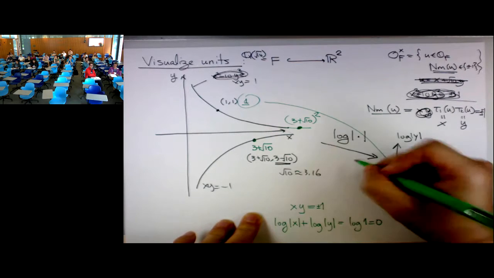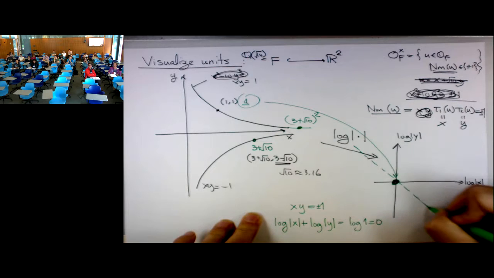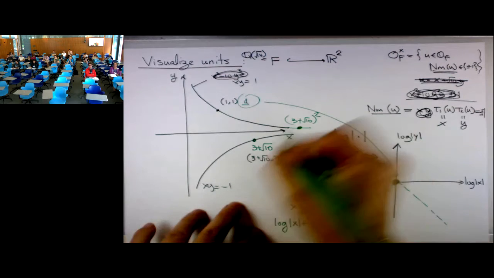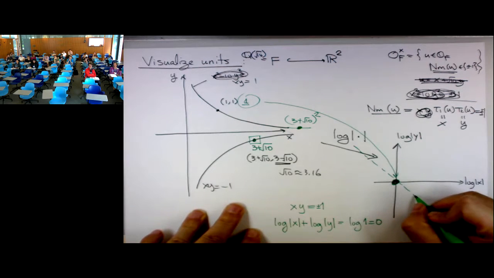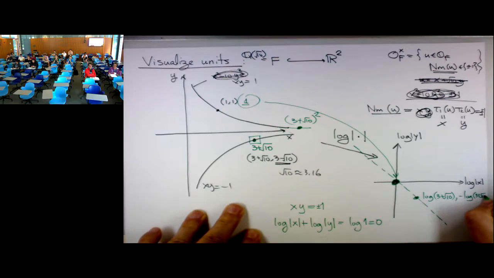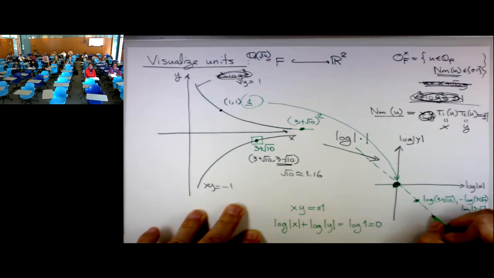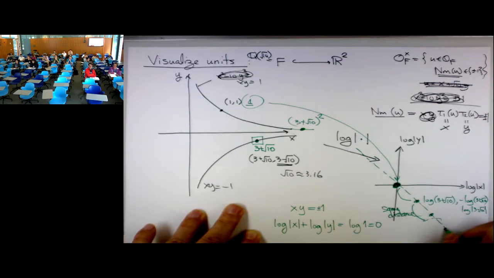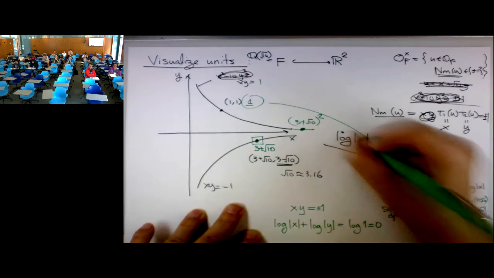So on the log picture, everything will lie on this anti-diagonal line. And this point here will be, in the x direction, a little bit longer, so it's going to be here. It's going to be log of 3 plus root of 10, comma negative log of 3 plus root of 10, which is the same as log of epsilon and 3 minus root of 10. And the next one is going to be at the same distance. And then a point here, and then go on here, and the same for the other direction.